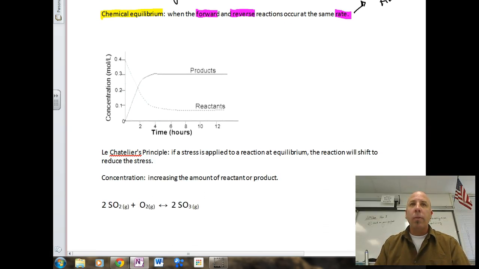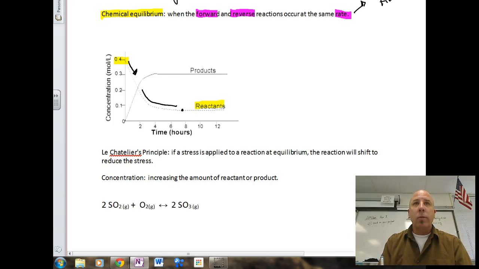Now here's a little graph that illustrates what's going on here. Let's analyze this graph a bit. Here is our reactants line. The reactants, starting off this reaction in the forward direction, start at about 0.4 moles per liter. As the reaction starts, you can see the concentration of the reactants is dropping, and it continues to drop until it gets to a point where it levels off. Right about there is where I'd say it's leveling off.